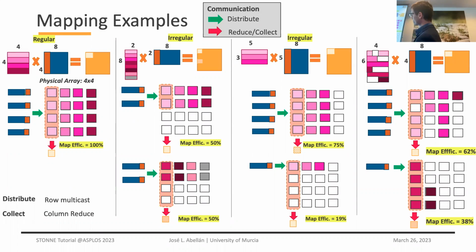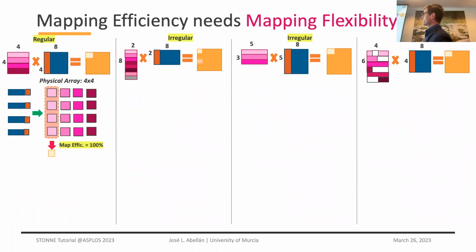And in terms of sparsity, you know that there are zeros in the matrices. What happens is that if we are mapping all of them as they appear, without any compression scheme, you are mapping the zeros onto the processing elements. You are again having this degradation in terms of mapping efficiency. So we need mapping flexibility.